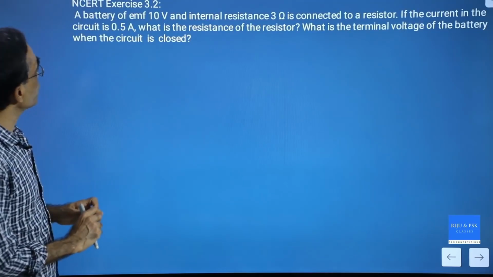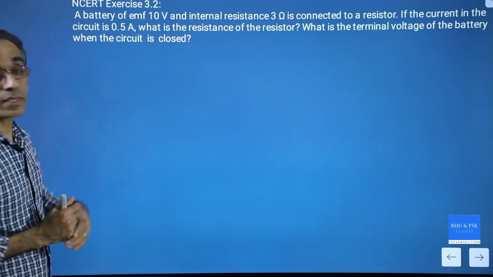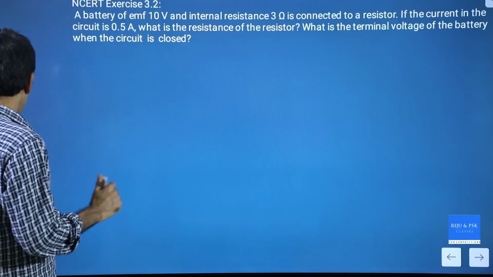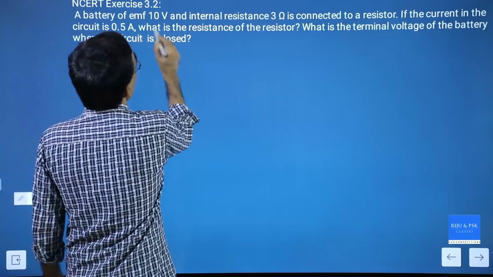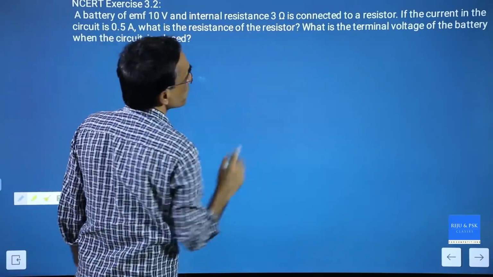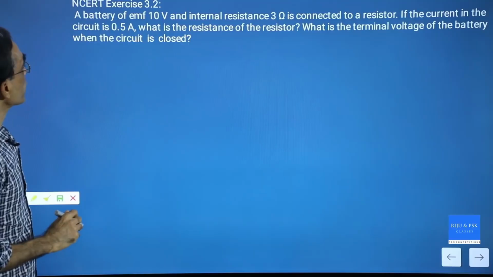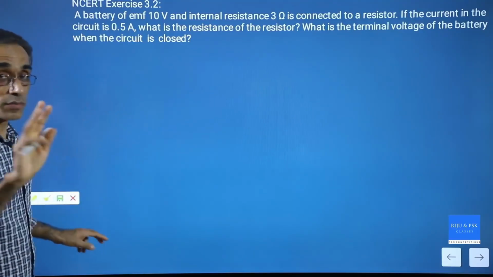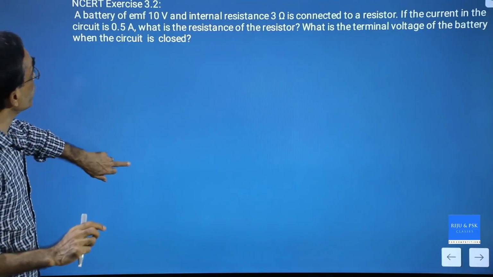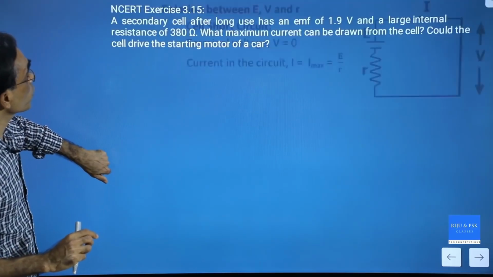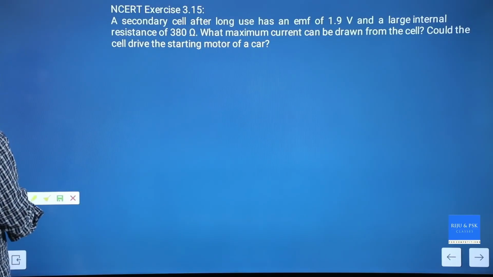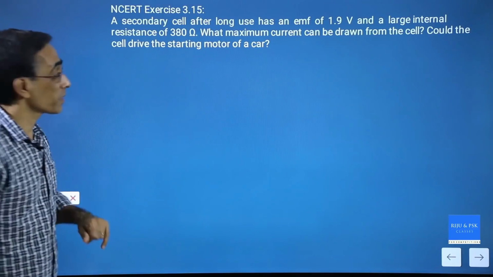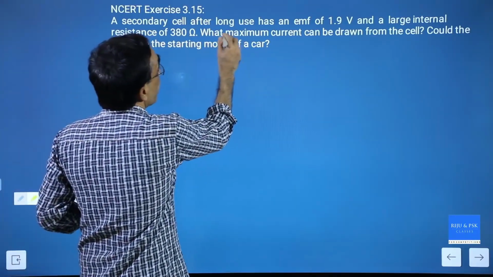I think I had asked you one question like this in NCERT exercise 3.2. Hopefully, you got the answer. A battery of EMF 10 volt and internal resistance 3 ohm is connected to a resistor. If the current in the circuit... no, we did this question. I'm sorry, we wanted to do something else. This is the question that we wanted to do. Mistakes happen. A secondary cell after long use.